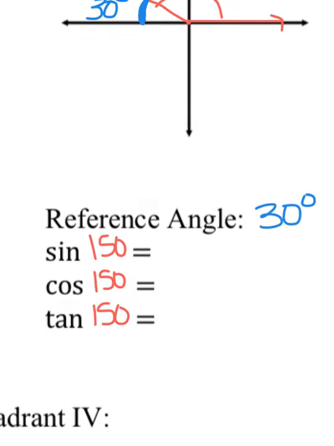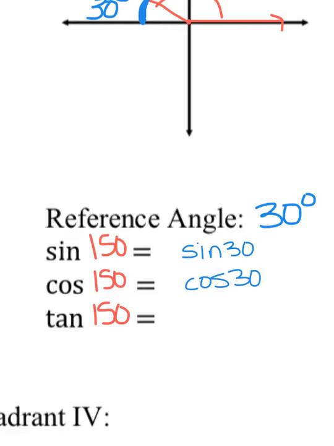So this is where this gets a little different. Sine of 150 is the same thing as sine 30. Cosine 150 is the same thing as cosine 30. Tangent 150 is the same thing as tangent 30. But now I have to see whether it's positive or negative, right?